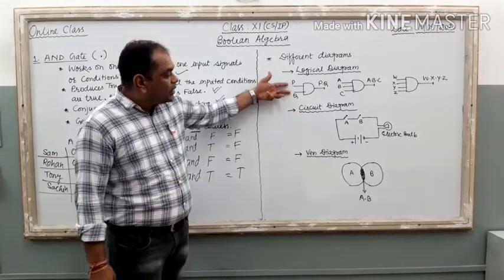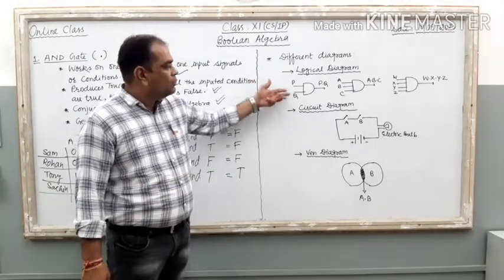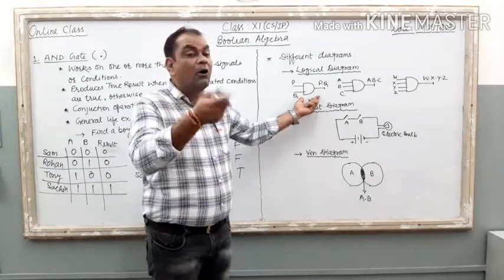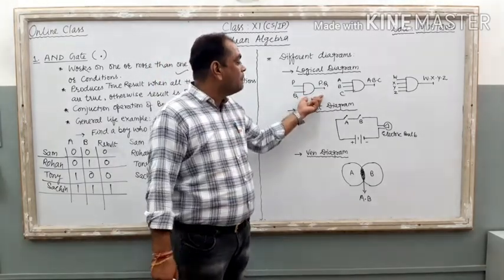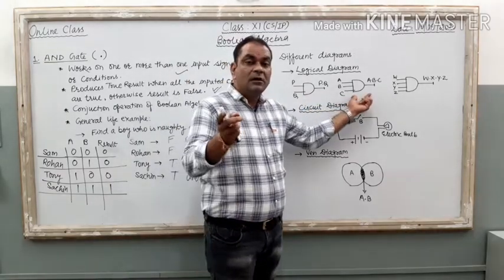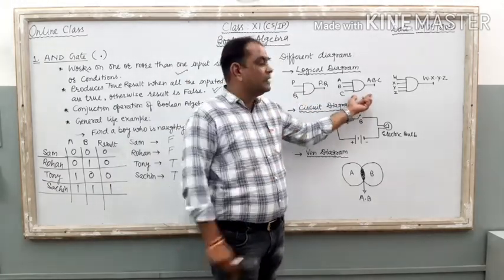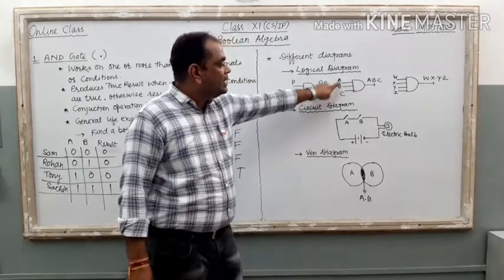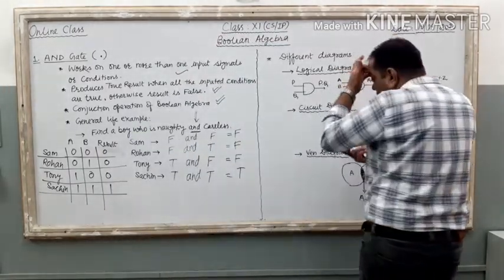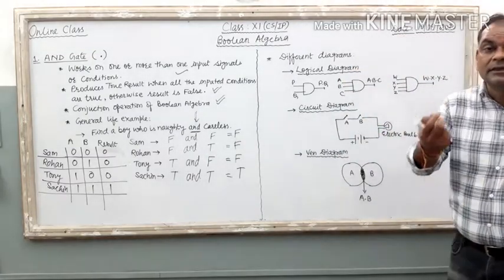If you are having 2 input signals P and Q, then the diagram is this one. This represents, or is known as, a 2 input AND gate. Now the next diagram, a 3 input AND gate, with 3 inputs A, B, C. 3 input lines are there, and the output is always a single wire.